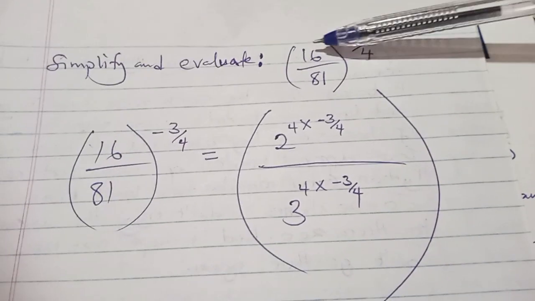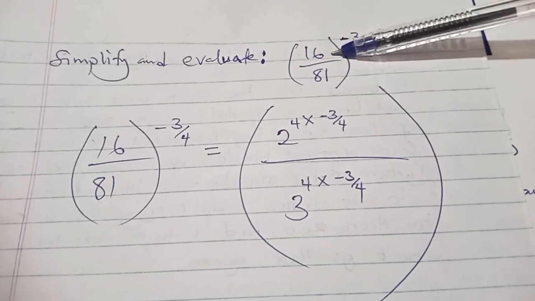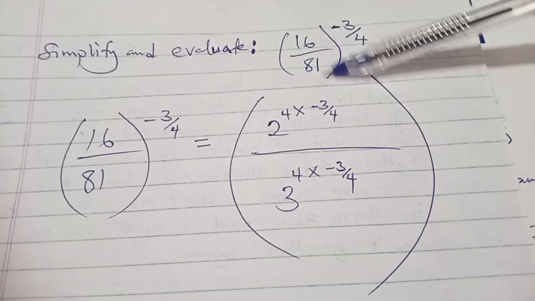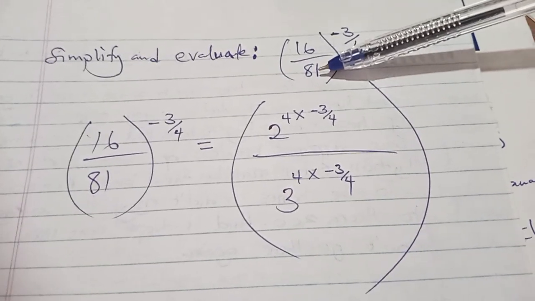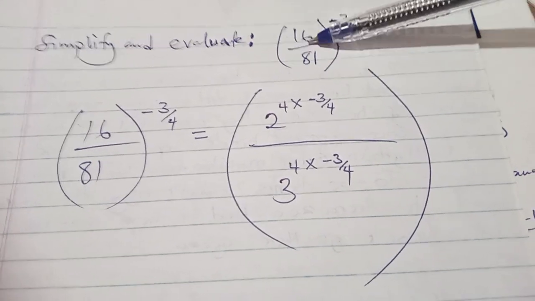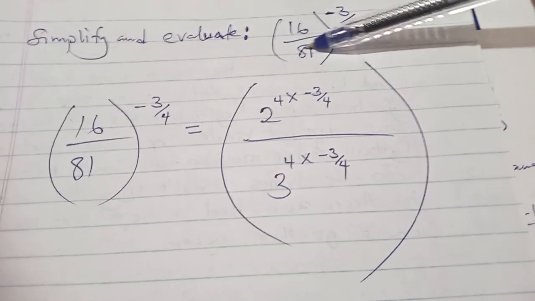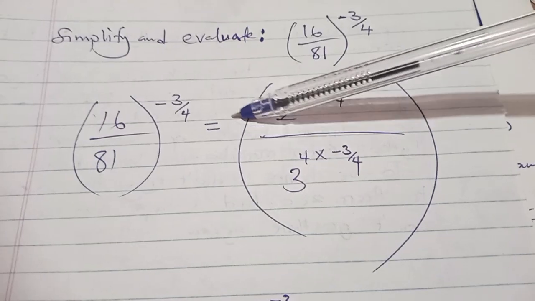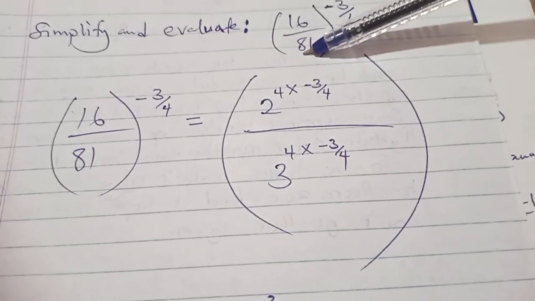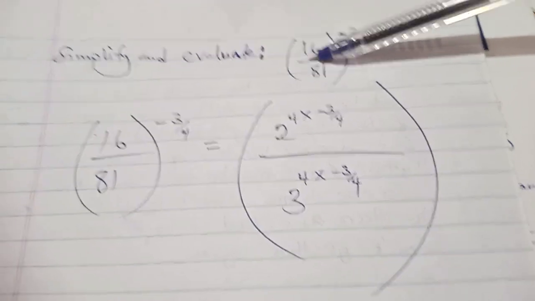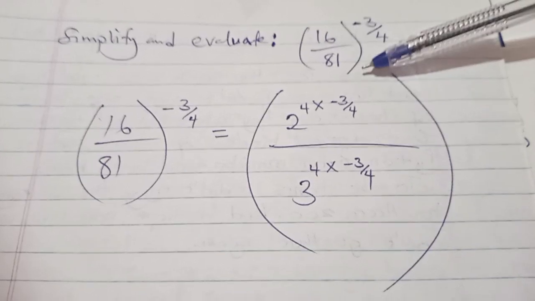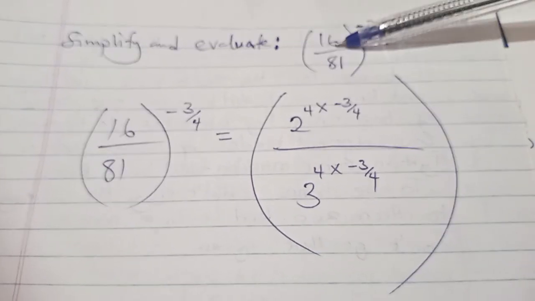Now, for you to simplify this problem, the first thing that you need to do is to check whether the 16 and the 81 are in their prime product. So here I rewrite the same question, I put equal to here. The first thing that I need to do is to convert the 16 and 81 into their prime product, because they are not in their prime product.